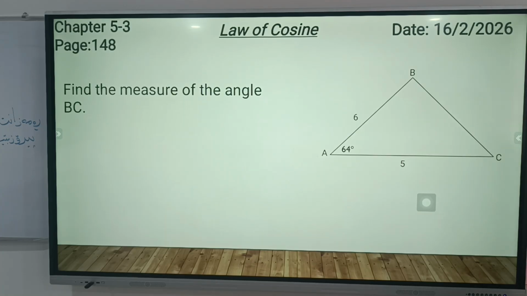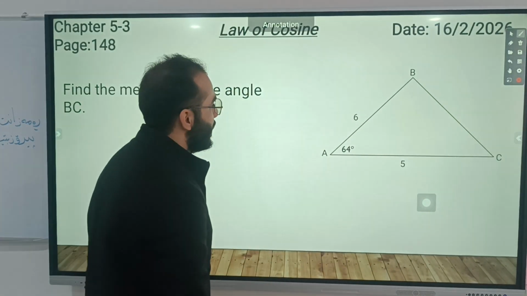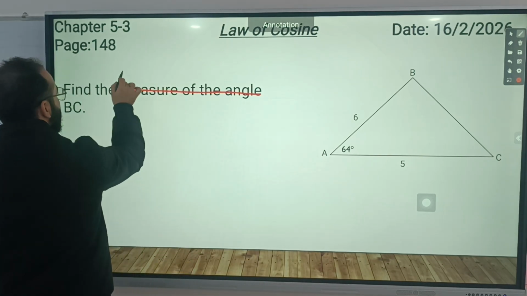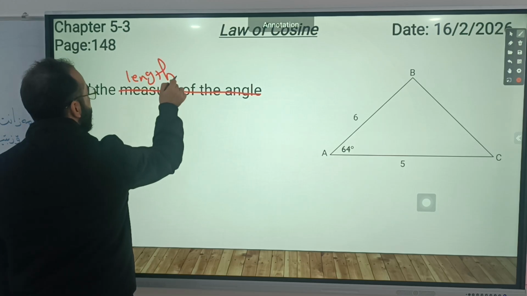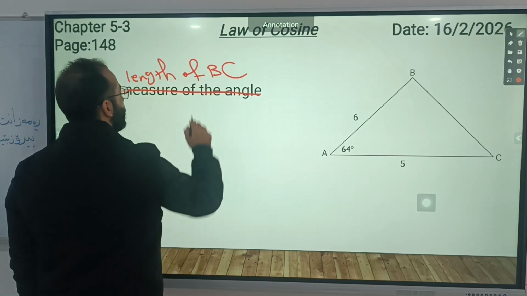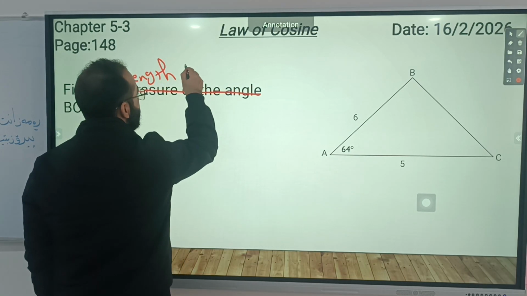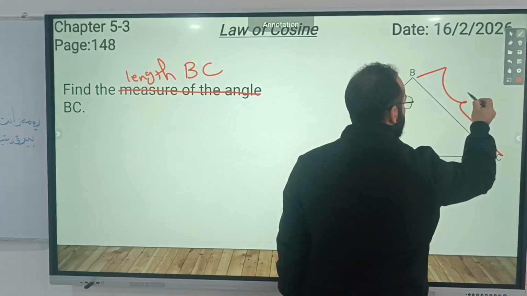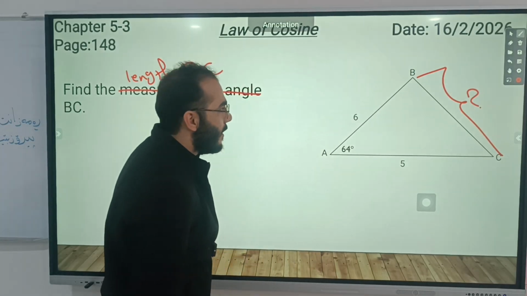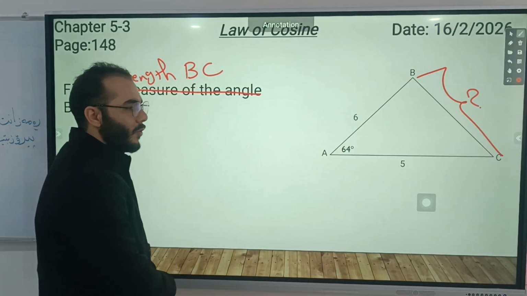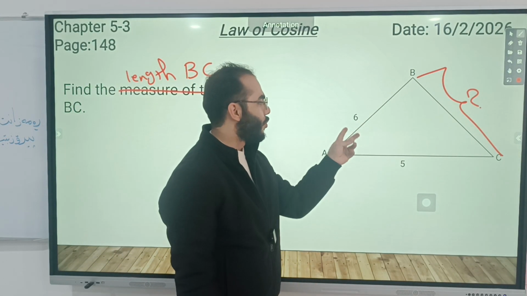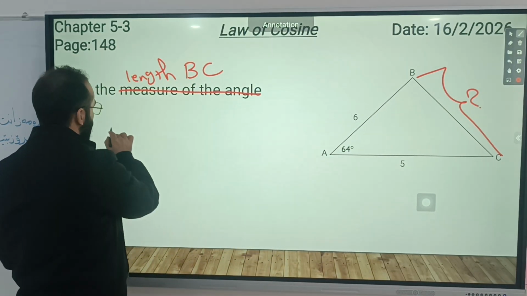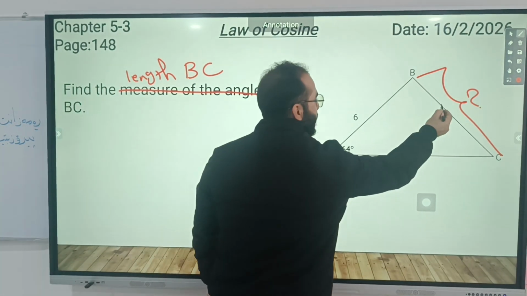All right. Find the length of BC, not the angle. Find the length BC. So where is BC in our triangle? In our triangle, this is BC. So we need to find this one, by using the law of cosine. Why? Because two sides and the angle between them are given. So let's just define it. I'm going to call this BC x.